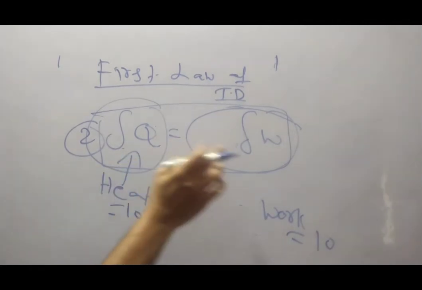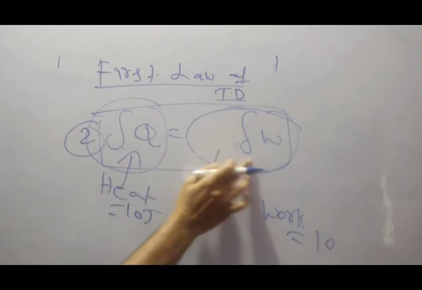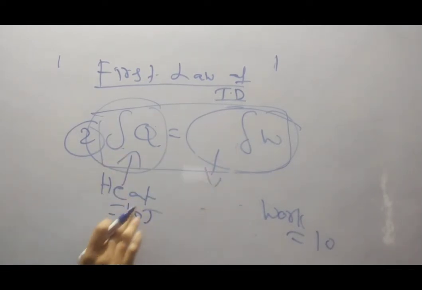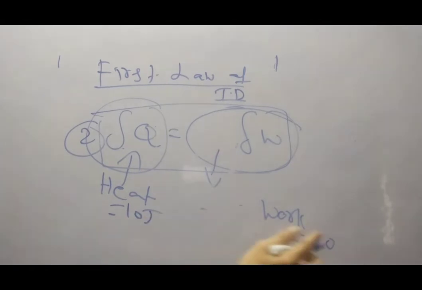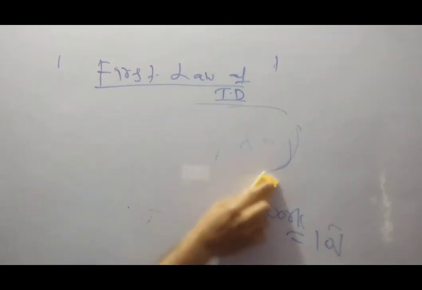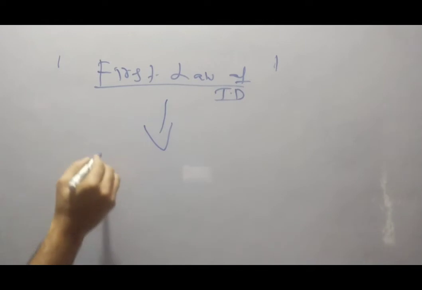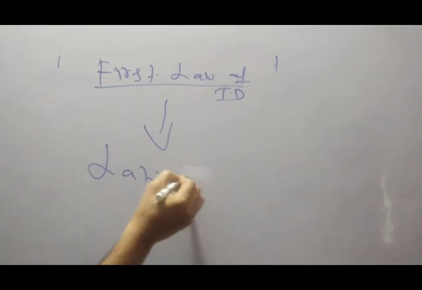So conversion of one form to another form is okay by the law of conservation of energy. You can convert, but you can't create or destroy. But total energy should be the same. 10 joules equals 10 joules. So both your laws, for the process or for the cycle, are nothing but the law of conservation of energy only. So your first law of thermodynamics, you can say, is nothing but the law of conservation of energy.